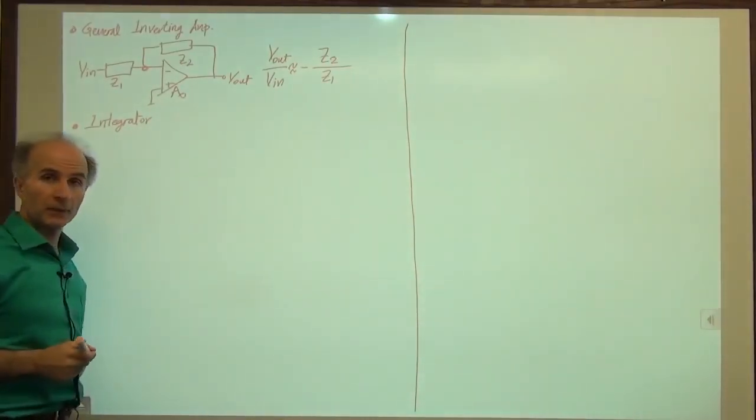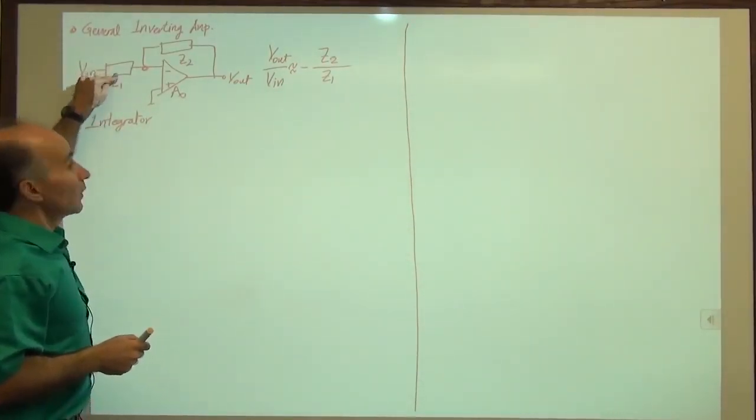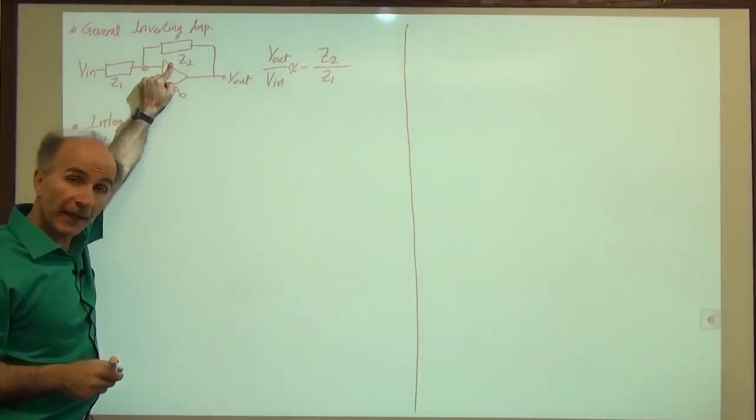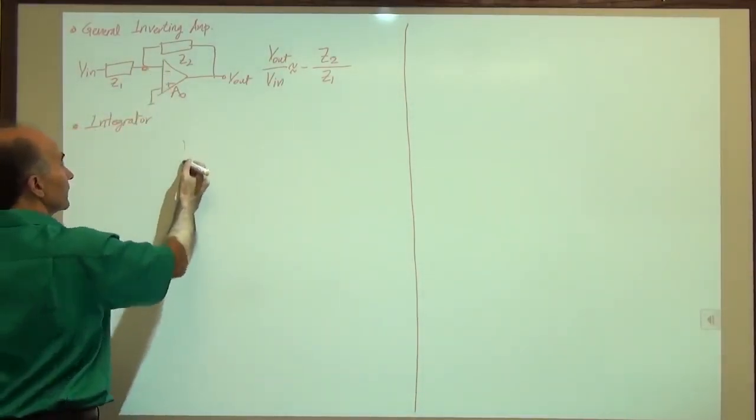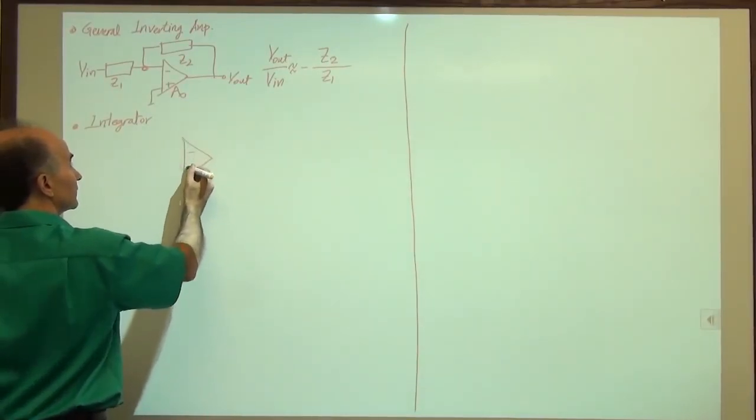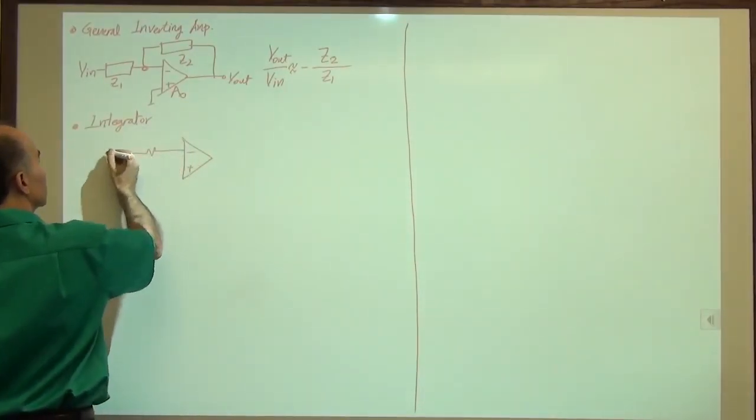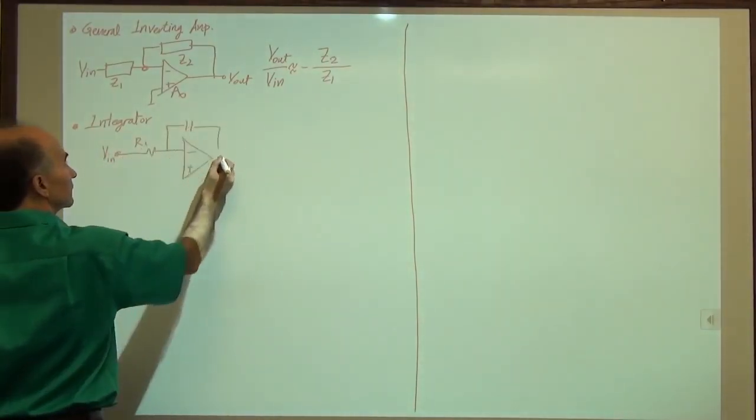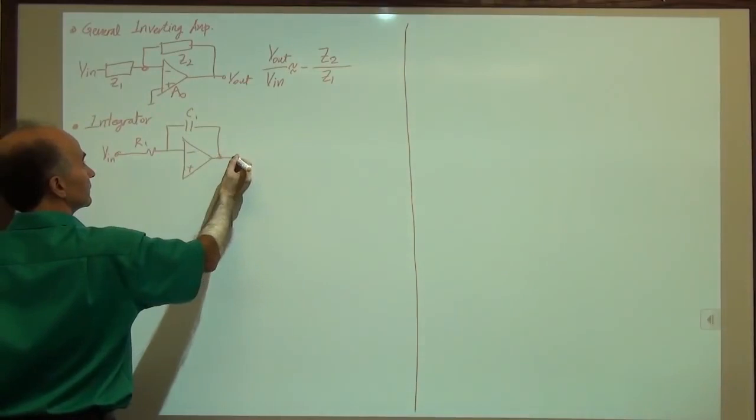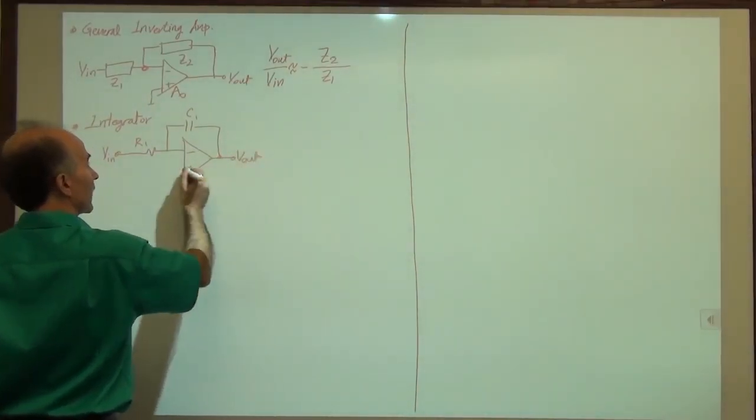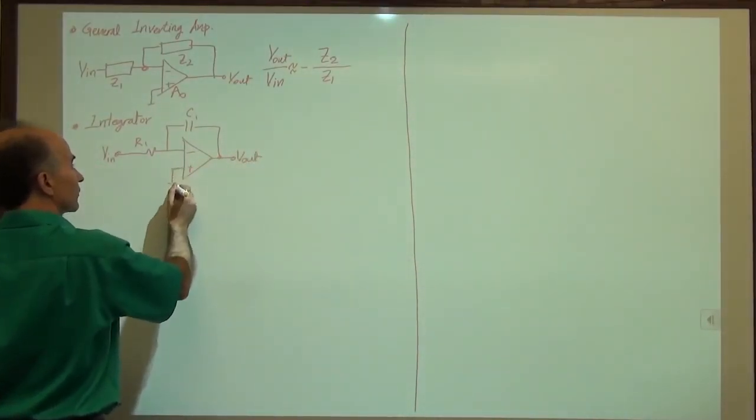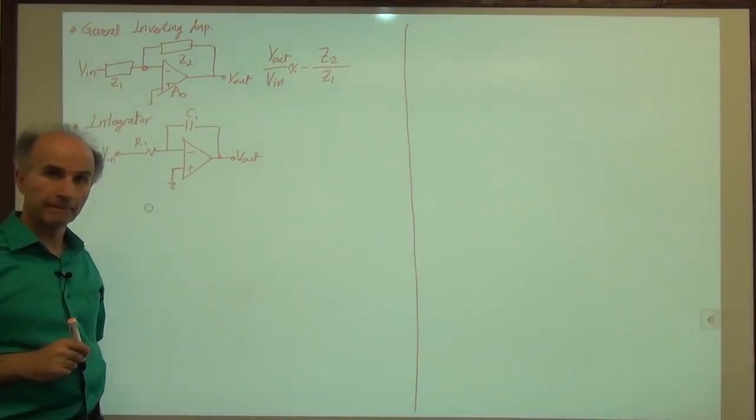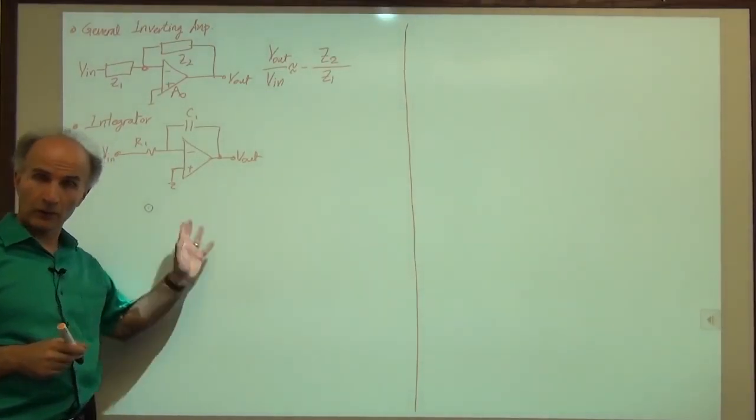So an integrator is pretty simple. We assume that Z1 is still a resistor like before, but for Z2 we use a capacitor. So here's what it looks like. And then we have ground at the non-inverting input. Okay, looks a little strange, but don't worry, we'll analyze it.